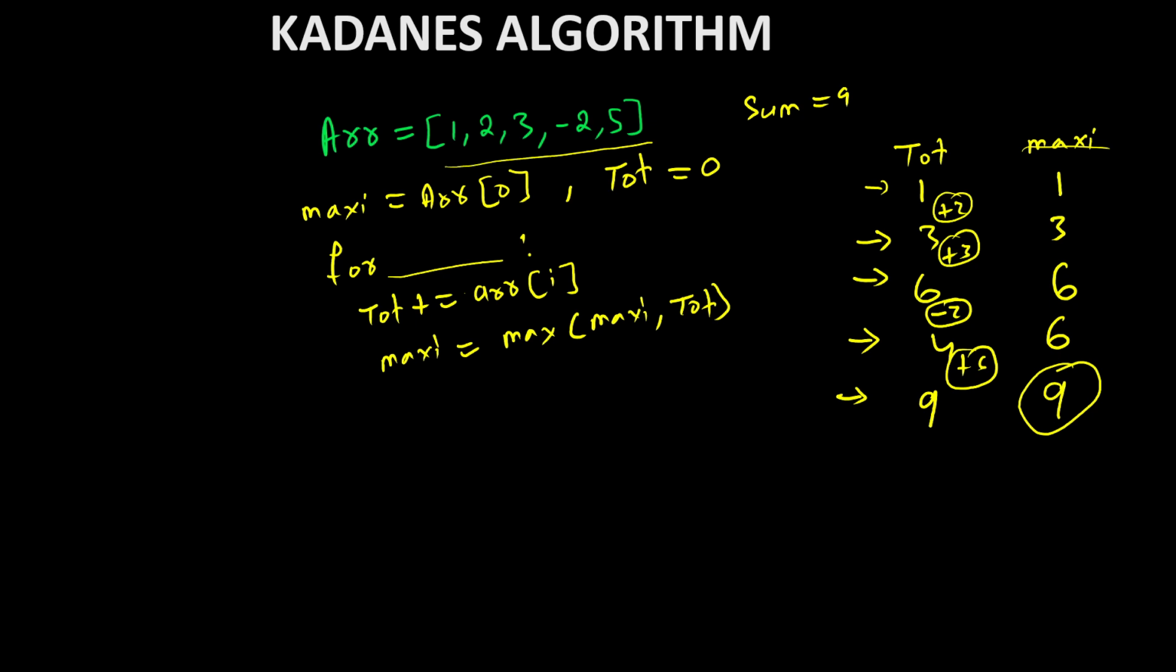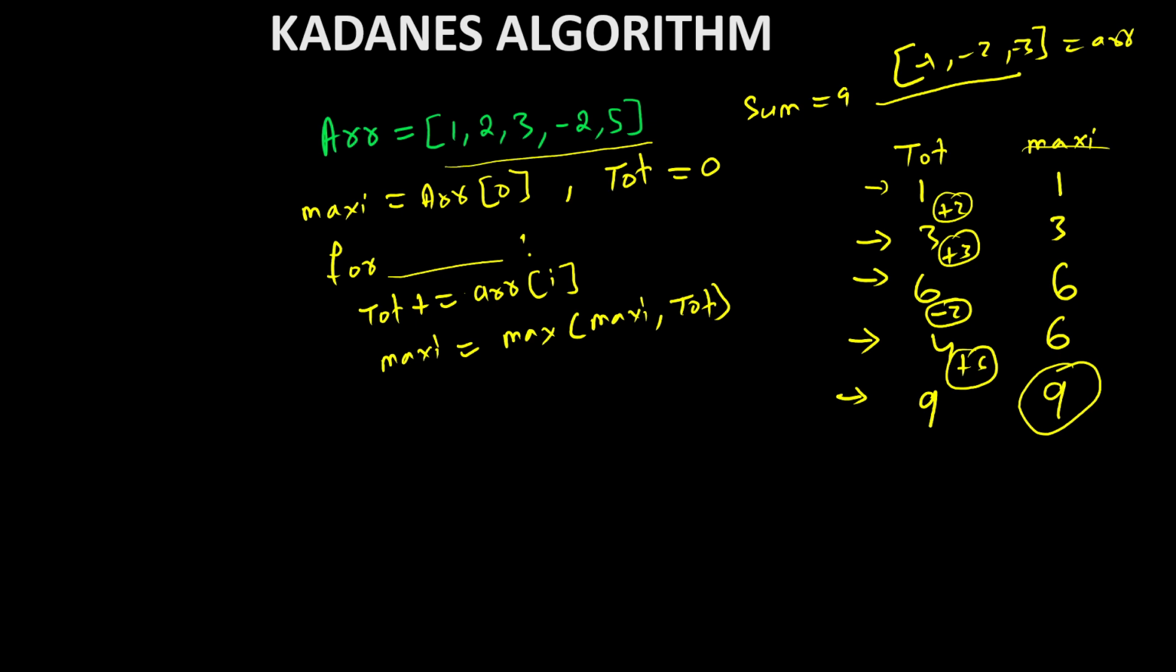This is very good if the total value is positive. What if the total value is negative? Let's take another example for an array. Let us take minus 1, minus 2, and minus 3. This will be our new array. Let us consider this as our new array example.